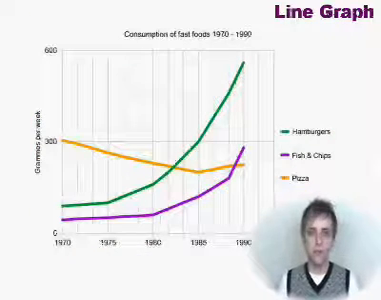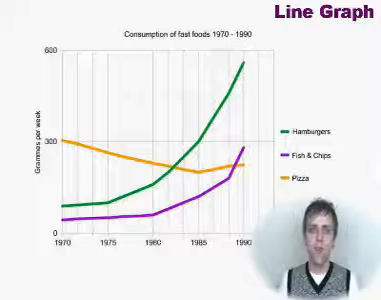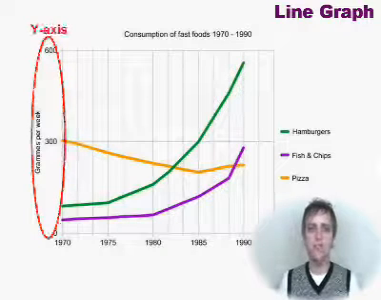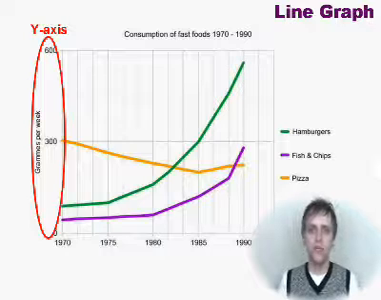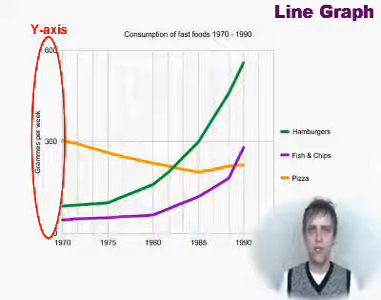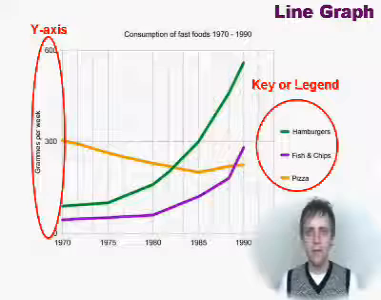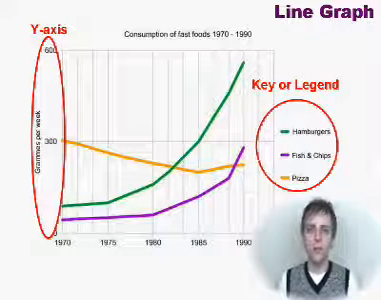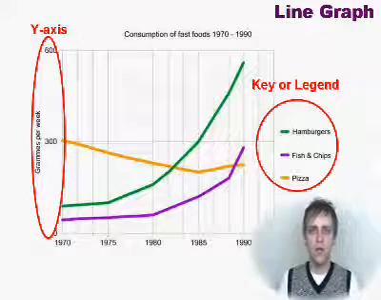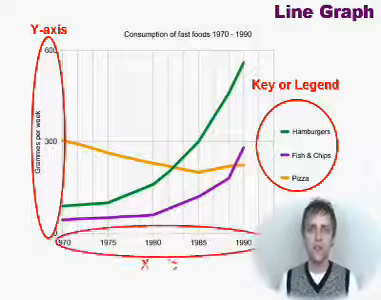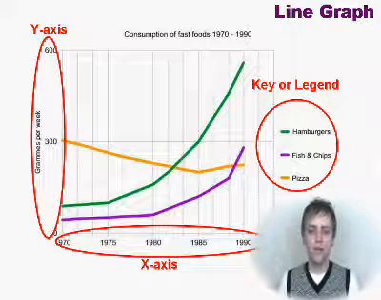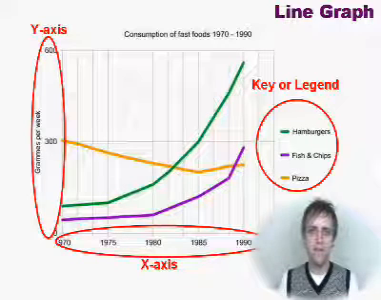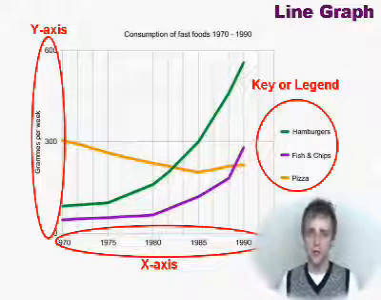So, what about the line graph now? Same again, y-axis. This tells us how many grams of each fast food British people eat every week. The legend, or the key, exactly the same thing again, hamburgers, fish and chips and pizza. And the x-axis, you can see, is measuring how much we eat over time. And it's 2 decades here, from 1970 until 1990.